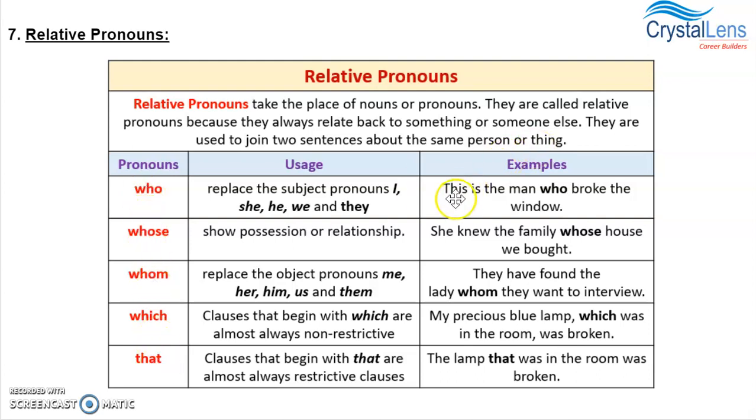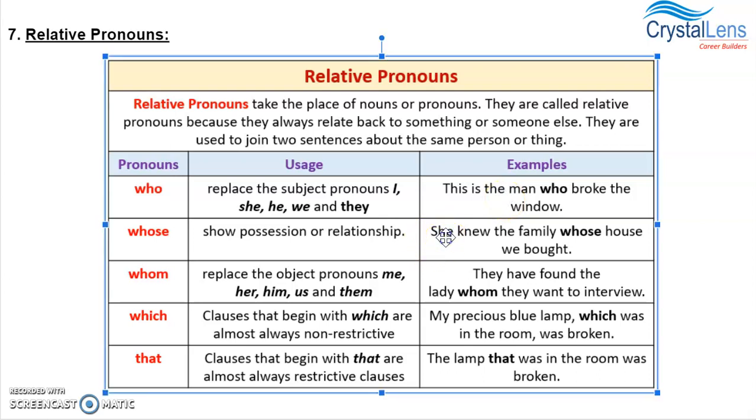This example says, this is the man who broke the window. You're using who in this sense because you're referring to the subject of this sentence. You're referring to the man who broke the window. Look at this one. She knew the family whose house we bought. You're trying to talk about the ownership of the house, which is why you're using the word whose. And then, like I said, you use whom when you're talking about objects.